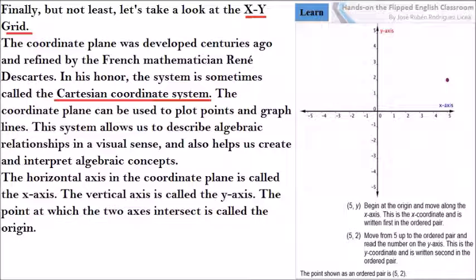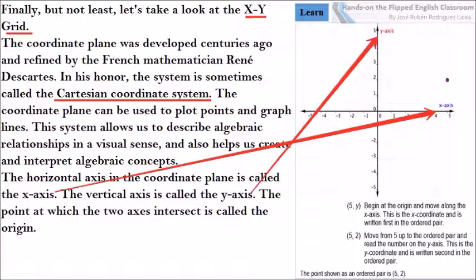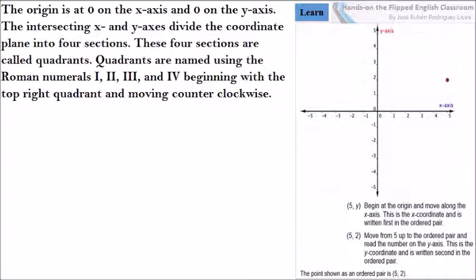The horizontal axis in the coordinate plane is called the x-axis. The vertical axis is called the y-axis. The point at which the 2 axes intersect is called the origin. The origin is at 0 on the x-axis and 0 on the y-axis. The intersecting x and y-axes divide the coordinate plane into 4 sections. These 4 sections are called quadrants. Quadrants are named using the Roman numerals 1, 2, 3, and 4, beginning with the top right quadrant and moving counterclockwise.